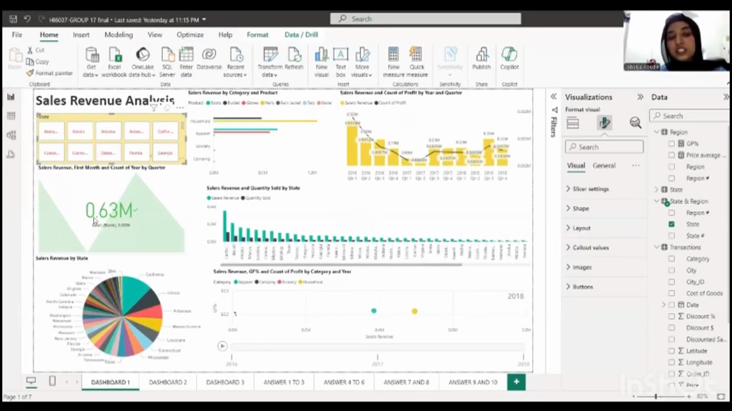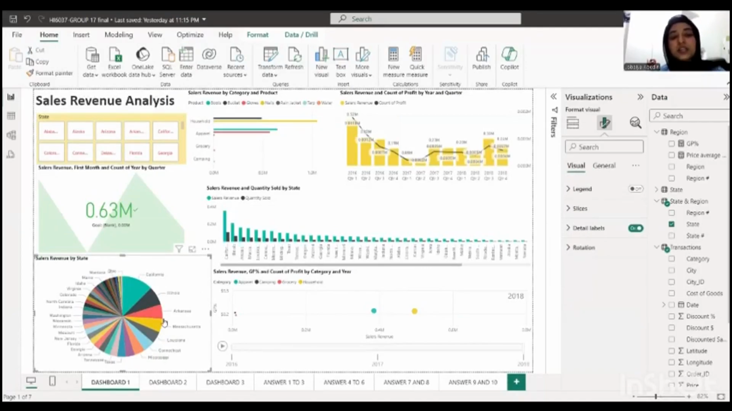For my next visualization, I added a KPI. The KPI is showing the sales revenue throughout the year. In all 3 years, 2016, 2017, and 2018, it shows that the sales revenue was positive, which was 0.63 million.